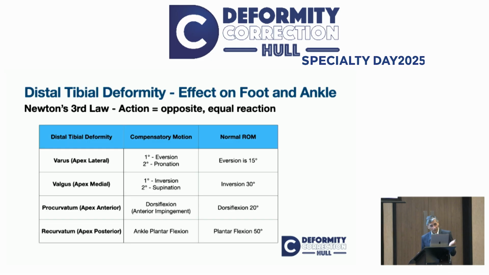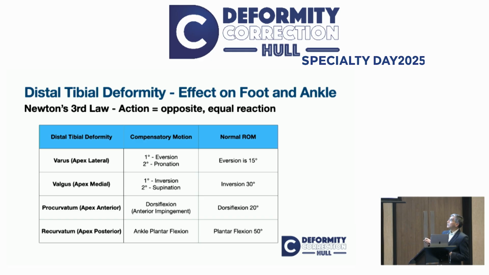So here you'll find this table in every textbook, in our textbook too. So for a varus example, a varus lower tibia ankle joint surface, the first response is eversion. And when it reaches 15 degrees, that's the normal joint range of movement, then the secondary response comes from pronation.